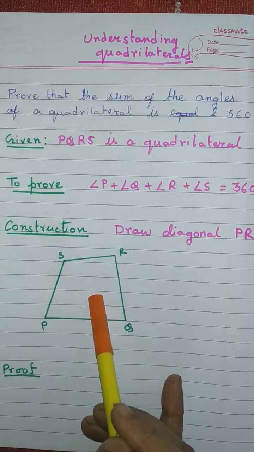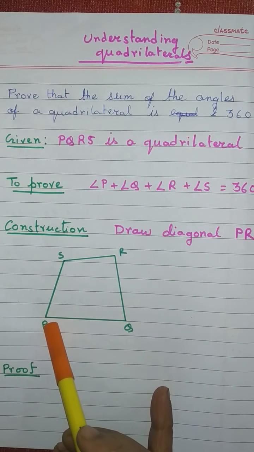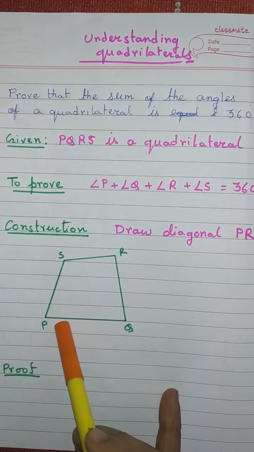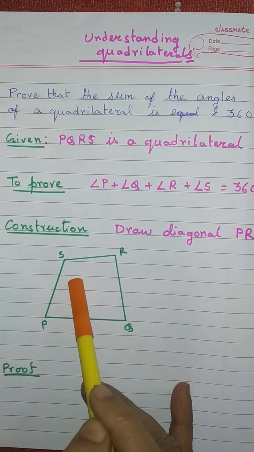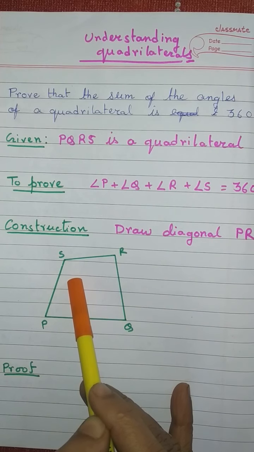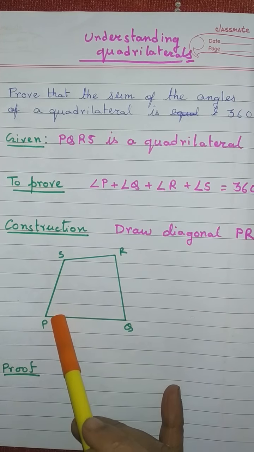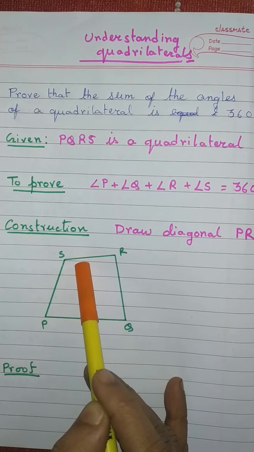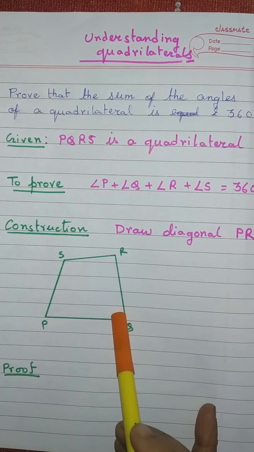So in this quadrilateral, there are 4 angles, angle P, angle Q, angle R and angle S. So sum of these 4 angles is equal to 360 degree. That means we are going to prove angle P plus angle Q plus angle R plus angle S is equal to 360 degree. To prove this, we need one construction.